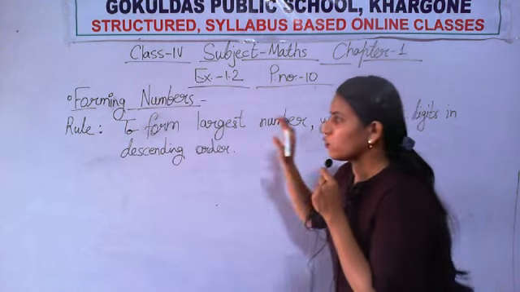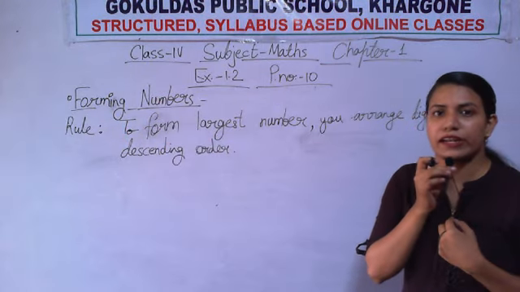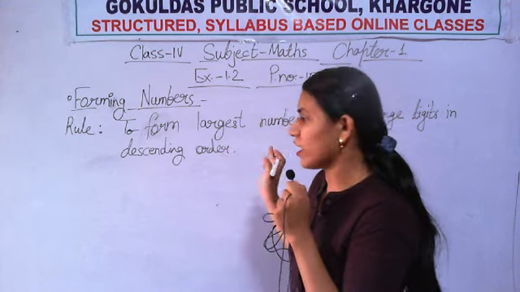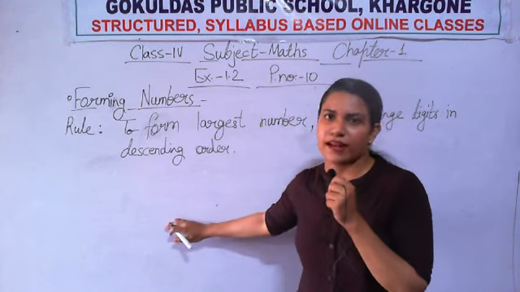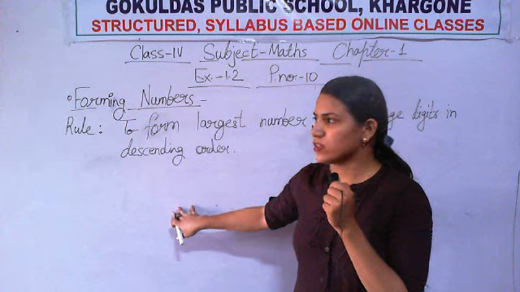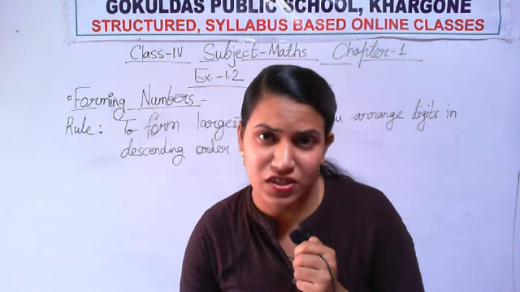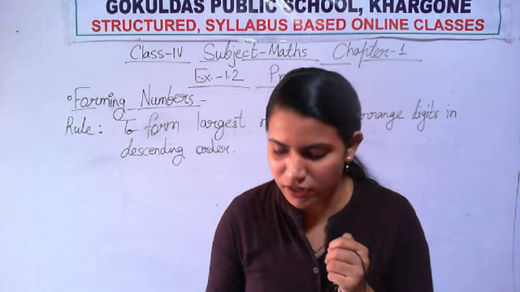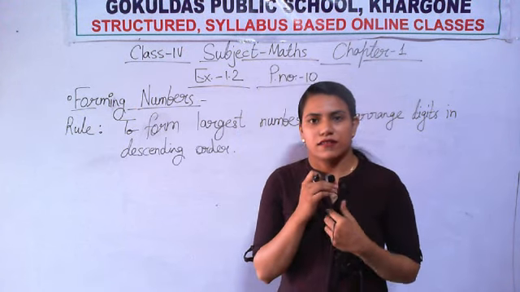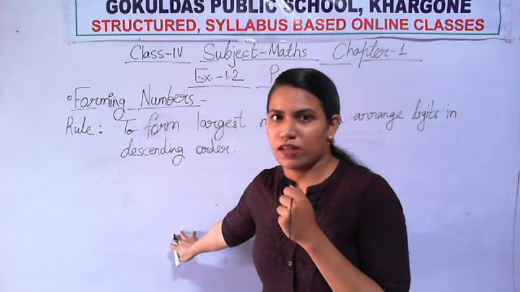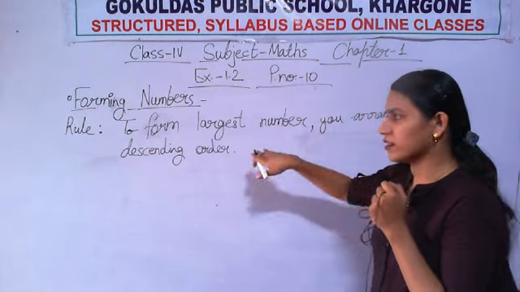Okay. Here, if you want to form the largest or greatest number, you will arrange the given digits in descending order. And what was the descending order? We have discussed it in the previous question. The order in which we arrange the largest number at first and the smallest at last is the descending order.